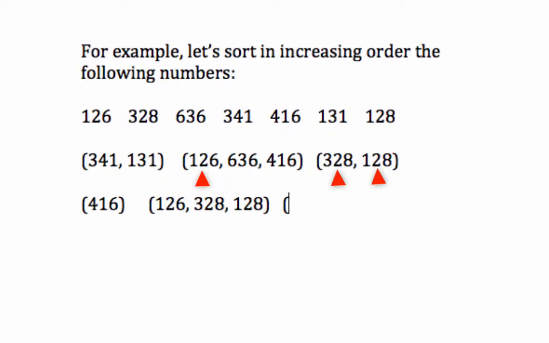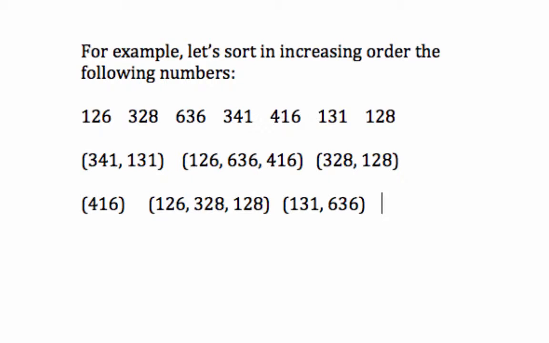My next bucket will be numbers with 3 as their second digit. So I see that I have 131 and 636. I'm going to write in here 131 and then 636, and I'm done with that.